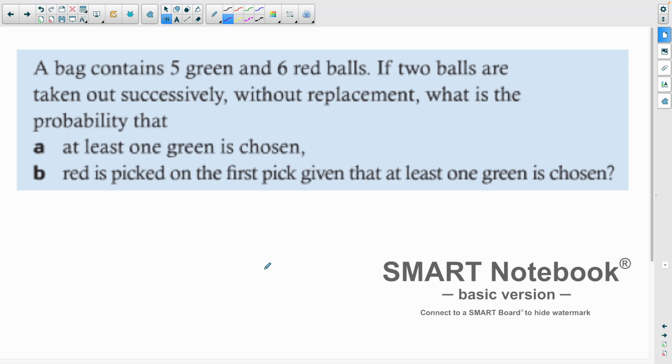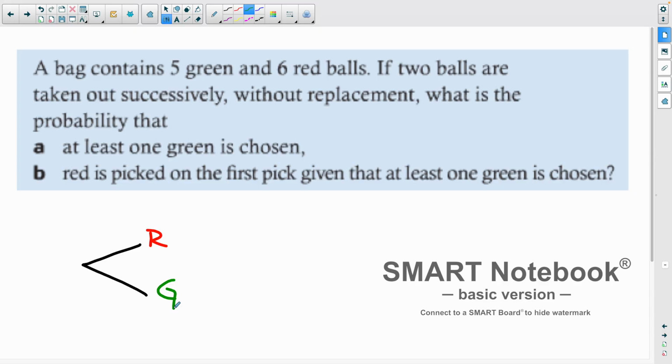Dependent, because when I reach in there and grab something out, the next one, does my probability change? Yes. They change now, okay? So this is a dependent situation. If I were to go in there and draw one ornament or one ball out, I could get a red or I could get a green. What is the probability of getting a red?